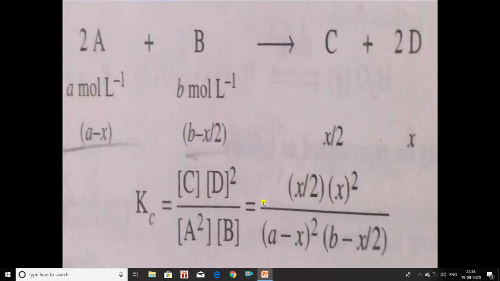Okay, and after that you will solve it. You will put the value of Kc which will be given in the question, and you will find out the value of X. And when you put the value of X, then you will be able to find out the concentration at equilibrium point for all the reactants and products. So this is how you will solve these kinds of questions.